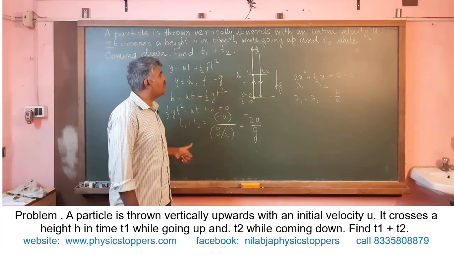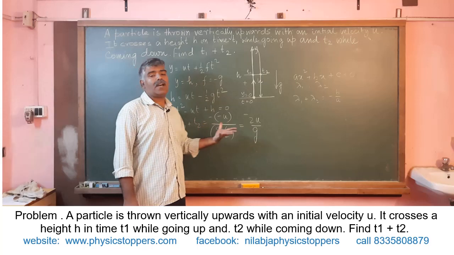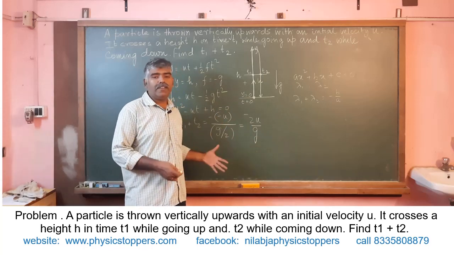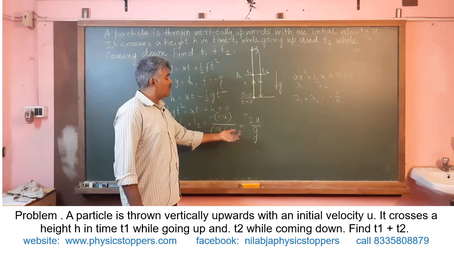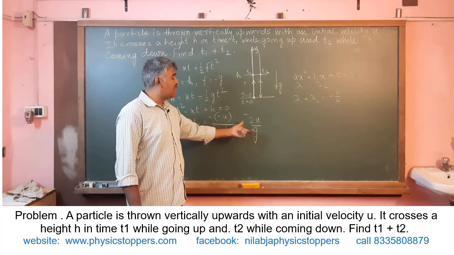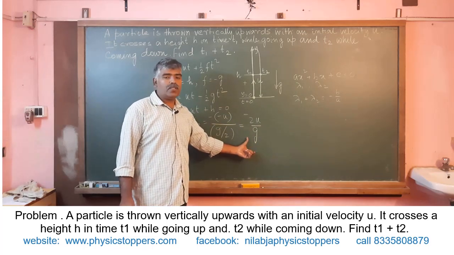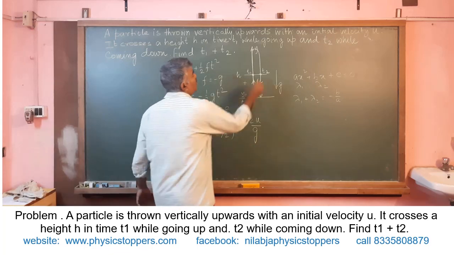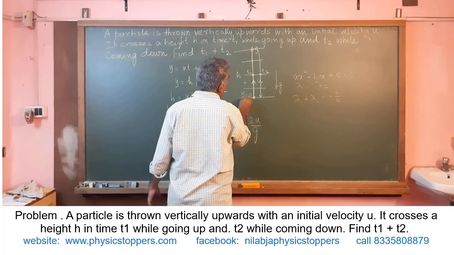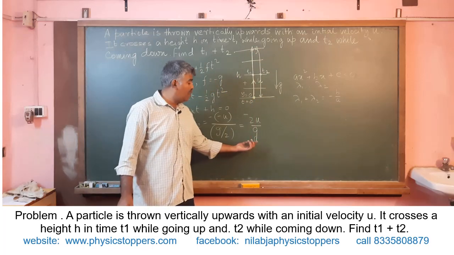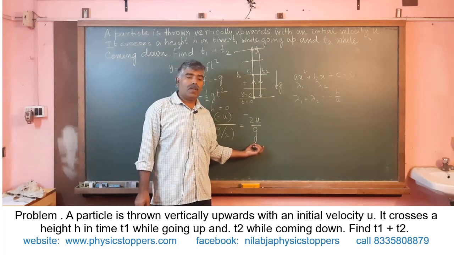The interesting part in the problem is that you must analyze after doing the problem. Don't just leave it after finishing it. The thing is, this is independent of h. There is no h here. That means if you take h here or here or here, the sum is 2u over g.